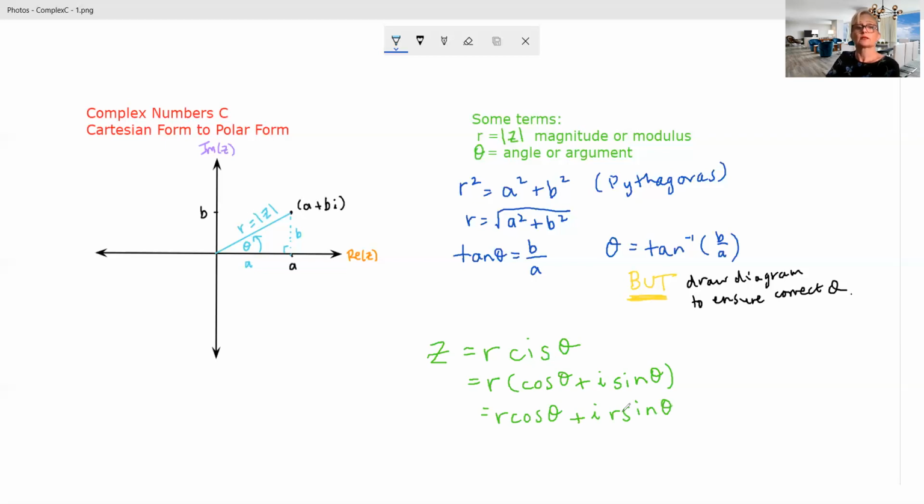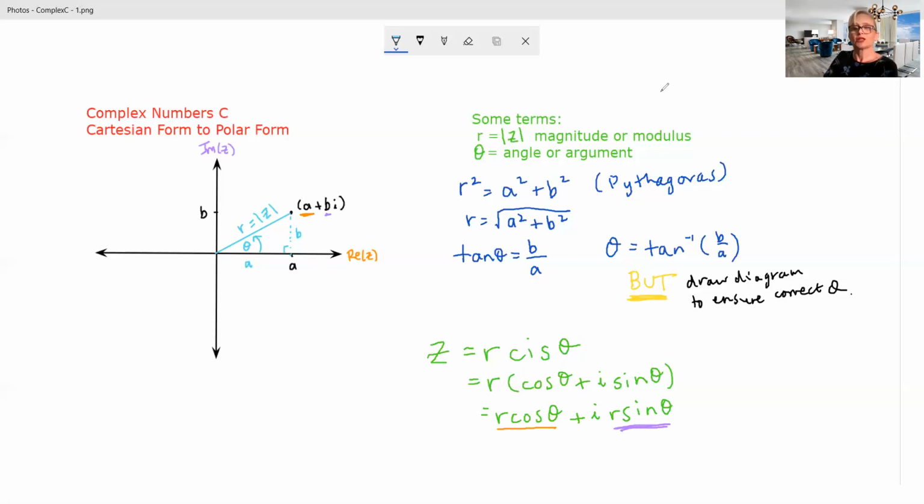So let's just do this. Our real part is our A, and that's our R cos theta. And our imaginary part is our B, and that's R sine theta. Okay, and that's how we go from there. We know anyway that cos of theta is A on R and sine of theta is B on R, so that helps us work that out anyway.